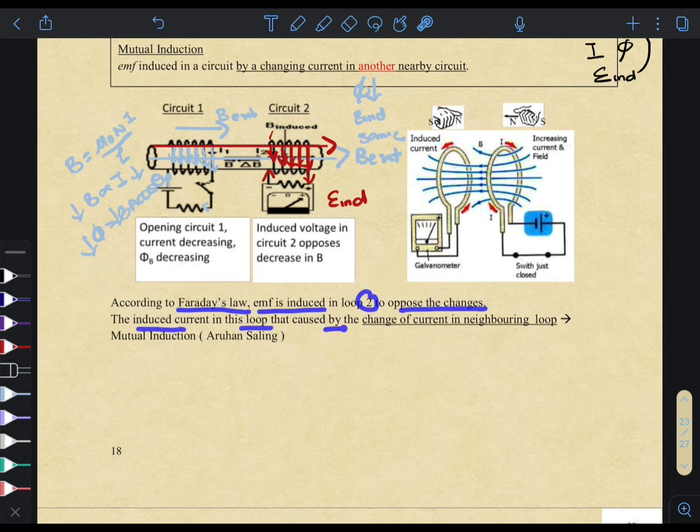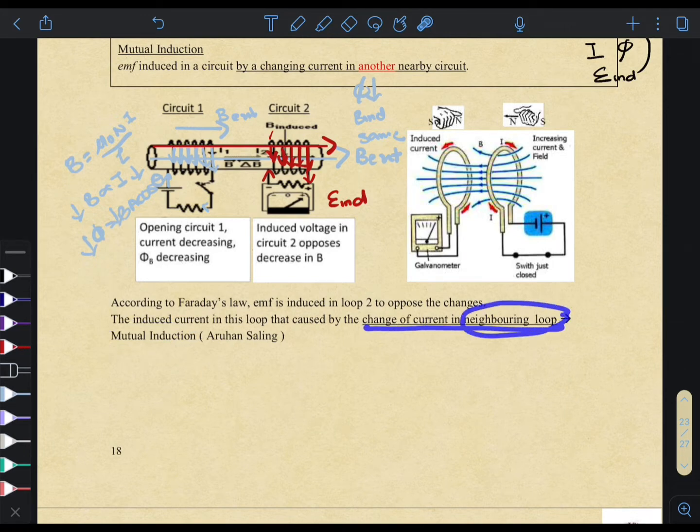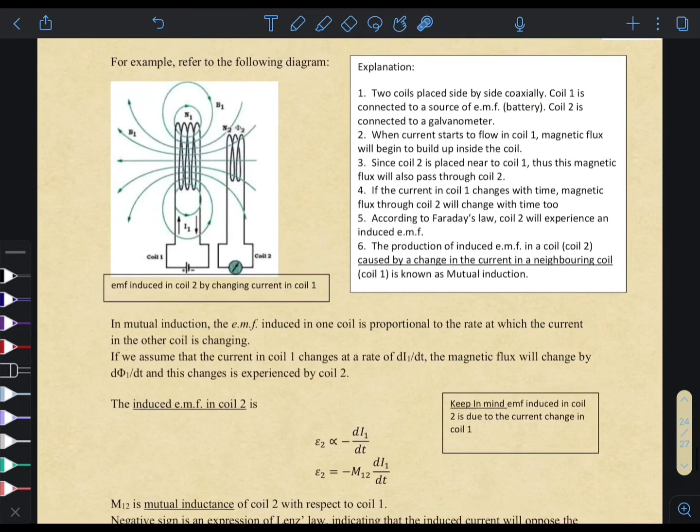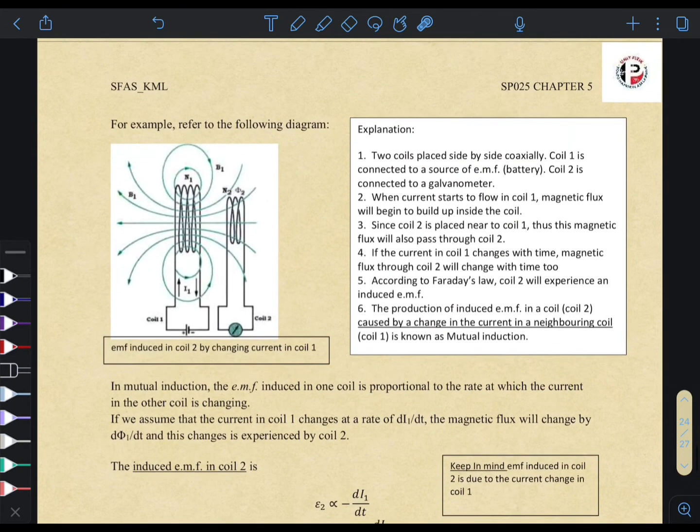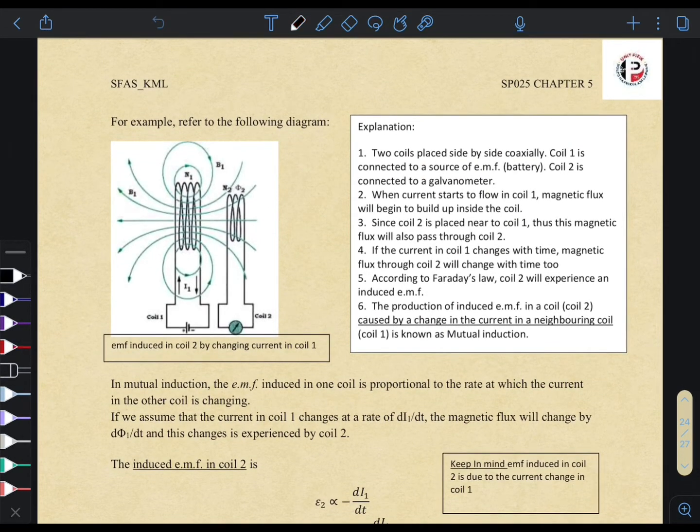changes. The induced current in this loop that is caused by the change in the current in the neighboring loop is what we call mutual induction. Iaitu changes of currents in the neighboring loop lead to the current being induced in one loop, maka EMF is induced also in that particular loop. So for an example, refer to the following diagram.